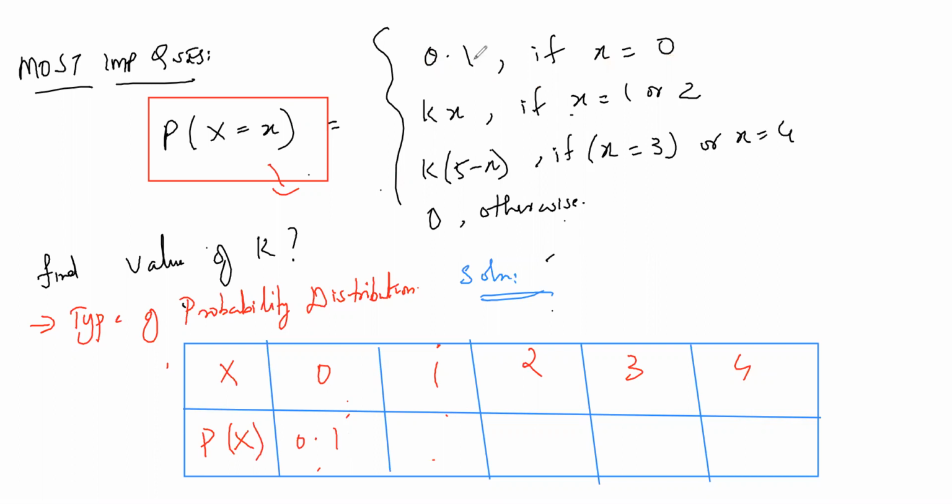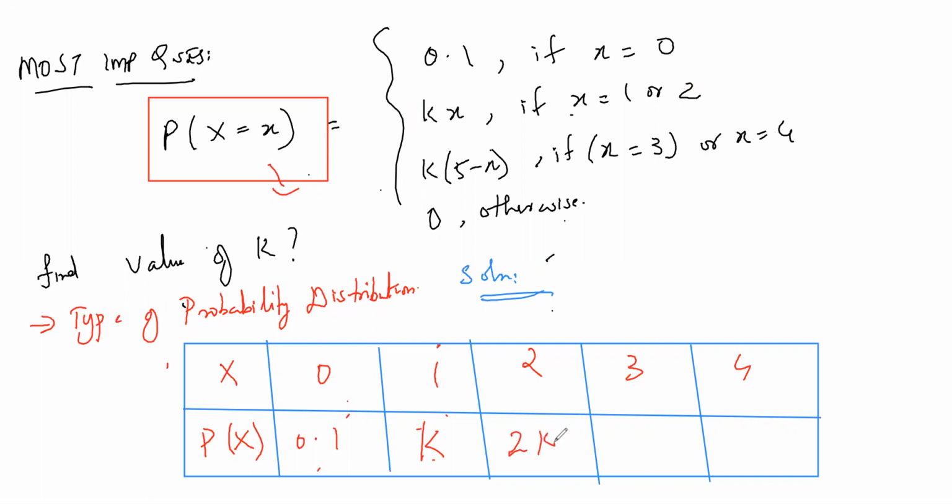Next thing is, if x is equal to 1 or 2, it is kx. So x is equal to 1, k into 1, that is k itself. So I write here k itself. Next thing, if x is equal to 2, I would write here what? 2k.